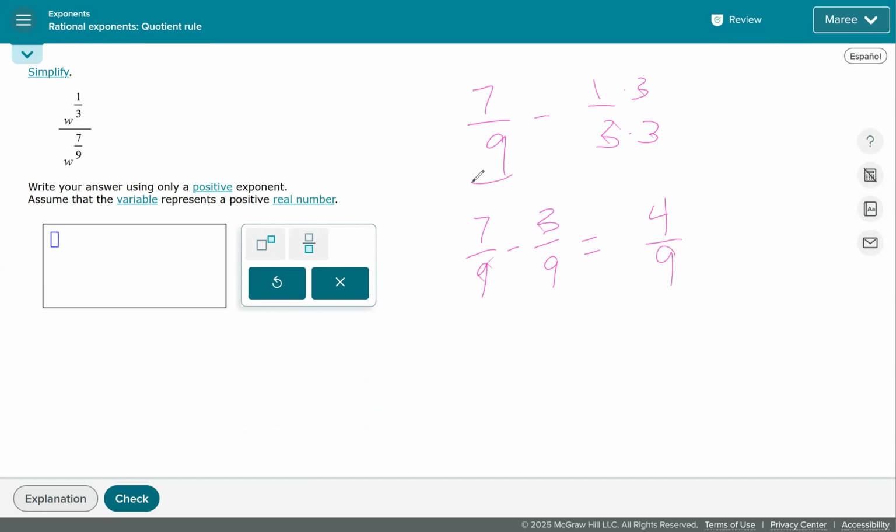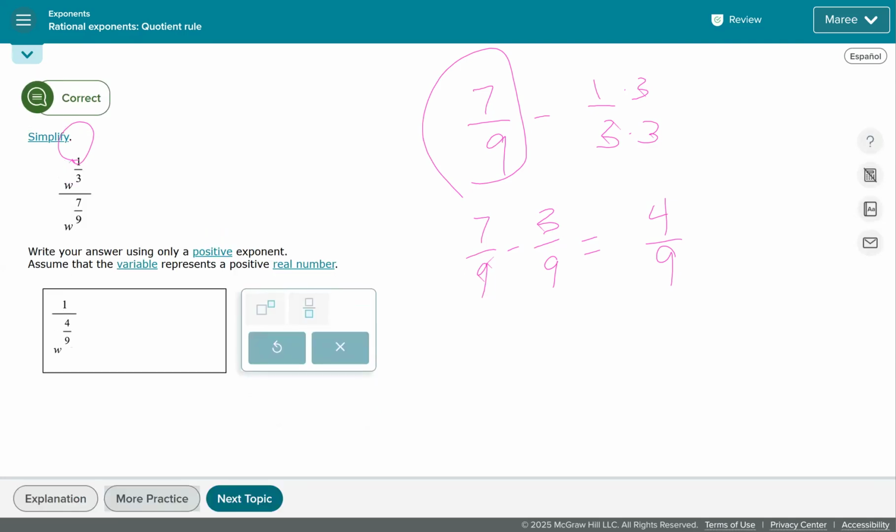So look at where the 7/9 is. It's in the denominator. So our answer will be 1 over w raised to the 4/9, which is what we got when we subtracted those two exponents. And that's the end of the lesson.